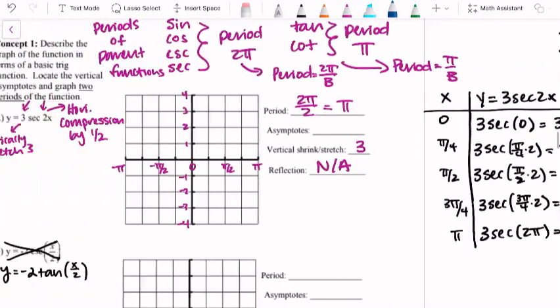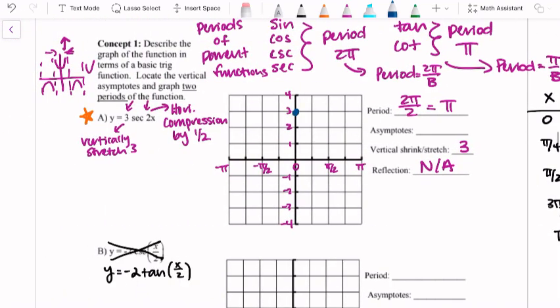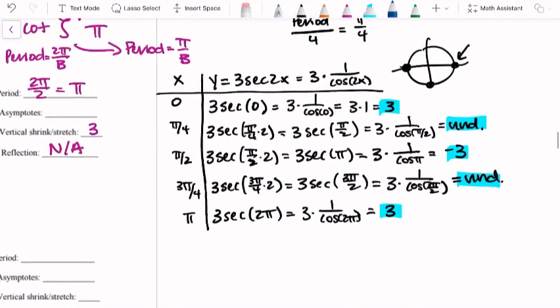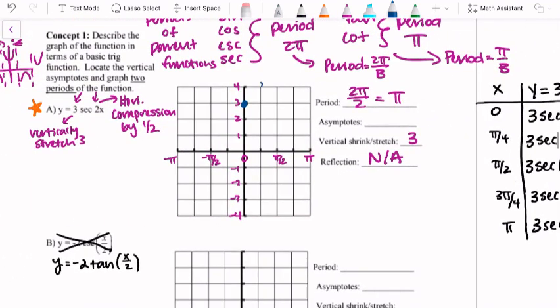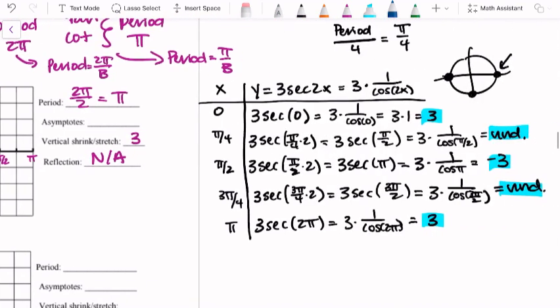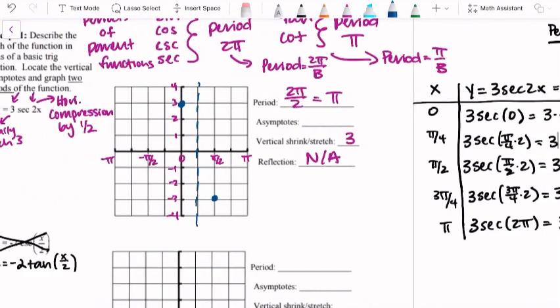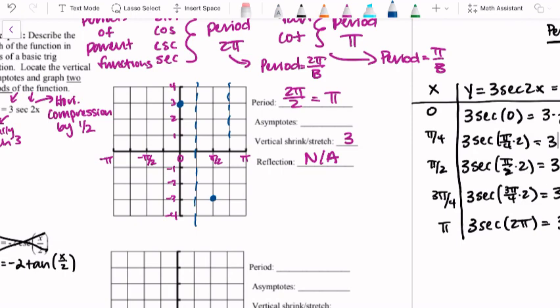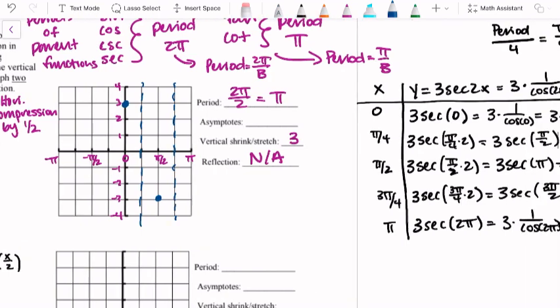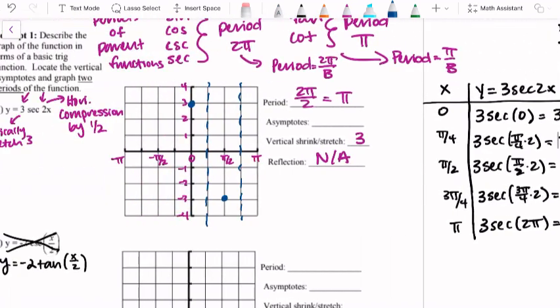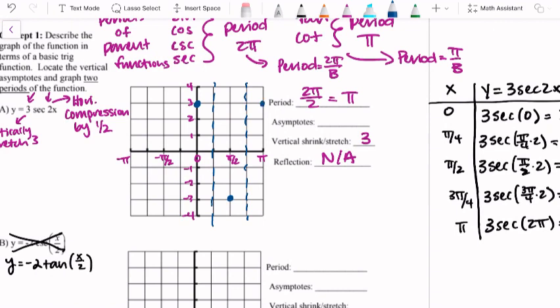So when x is 0, y is 3. When x is pi over 4, we're undefined, so that means I'm going to have my vertical asymptote at pi over 4. Okay, at pi over 2, y is negative 3. At 3 pi over 4, we are undefined, so another vertical asymptote. And then at pi, we're at 3 again. Okay, so we've plotted all of our values.